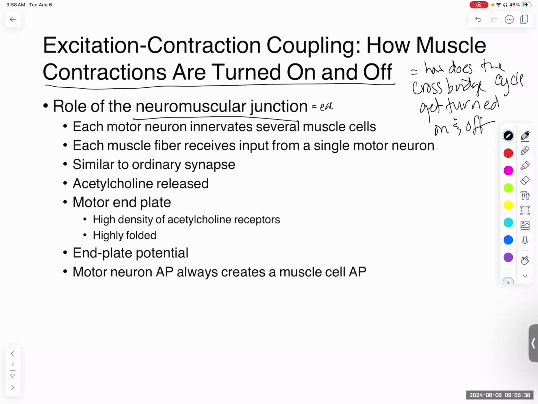So each muscle fiber has one neuromuscular junction. And so each muscle fiber is going to receive input from a single motor neuron. And this is at the neuromuscular junction.